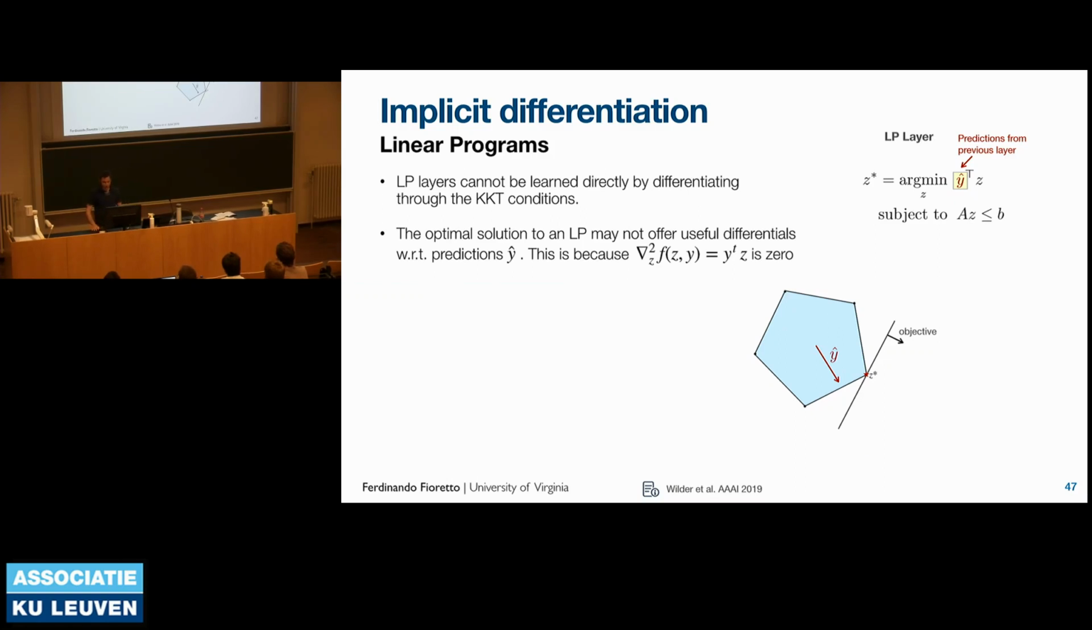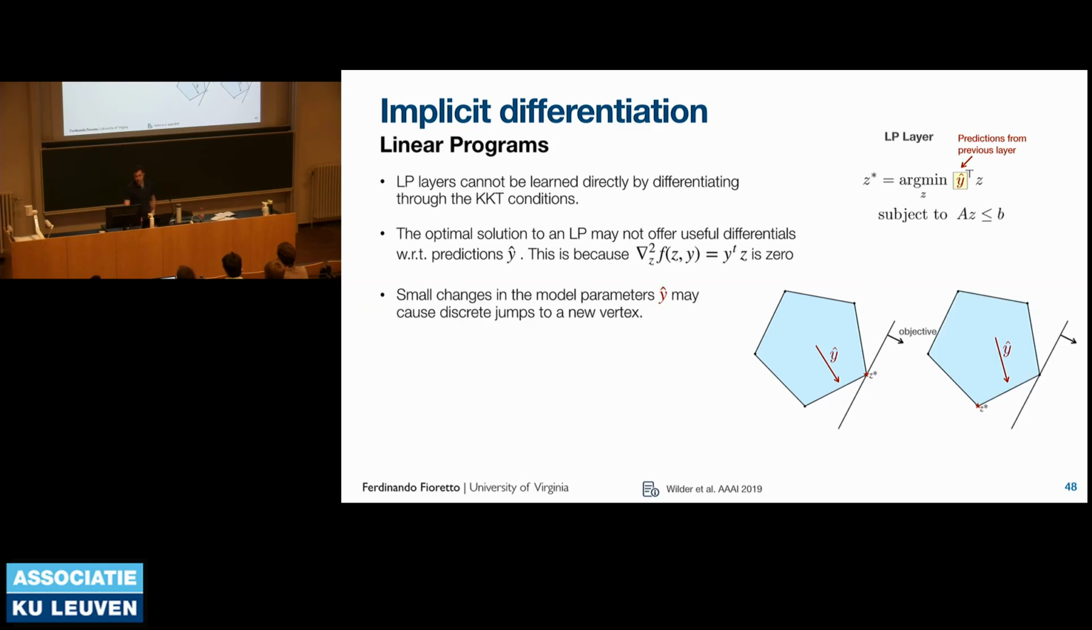When you change the form of the program, so if you look at linear programs, and Elise is going to tell you much more about this, here I'm just going to tell you that you can no longer exploit those conditions as is, because now the optimal solution of an LP might not give you useful derivatives. And this is because the Hessian of this function f here is 0. So the intuition here is that you have discrete solutions, so moving the model parameters just by a little bit can cause a discrete jump to a different solution.